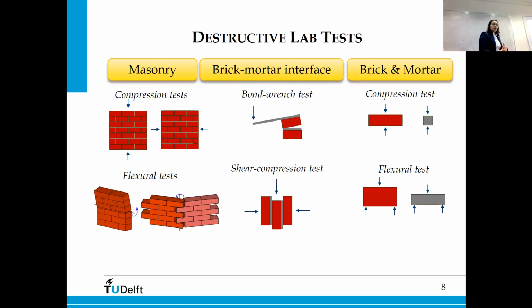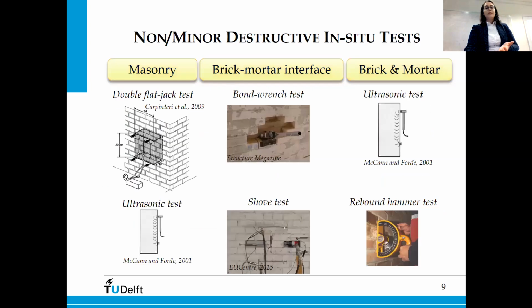When we think about how to address this property, of course, we can perform destructive lab tests, from the single component to the test at interface or to the test of masonry wallets. But these are often not possible when we go on site because they would require destroying, for example, an entire wall in a building, which is far from possible.